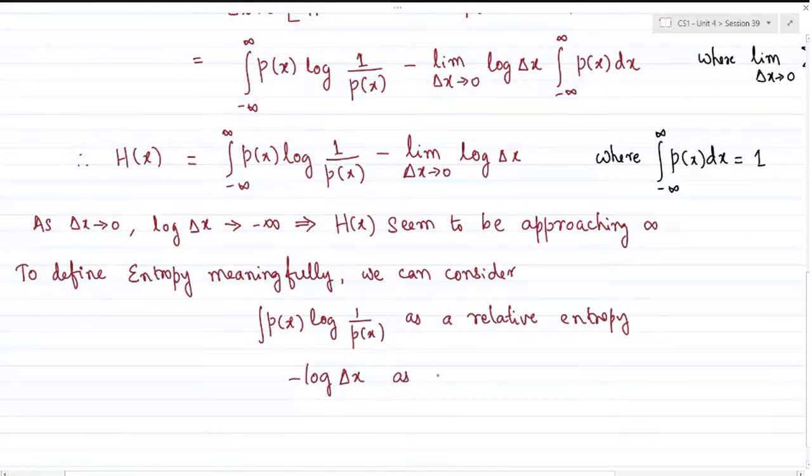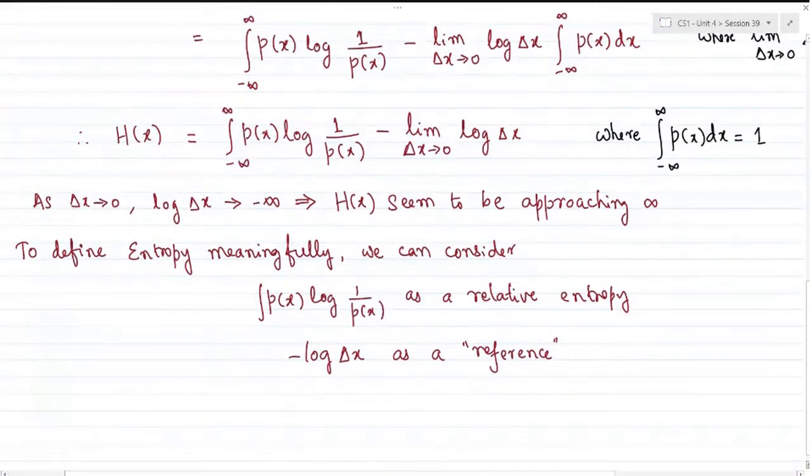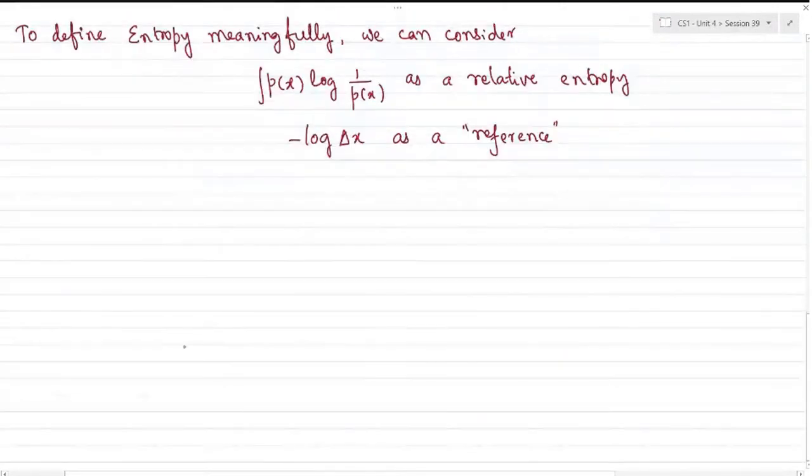as a reference. The information transmitted over a channel that we have defined as mutual information.